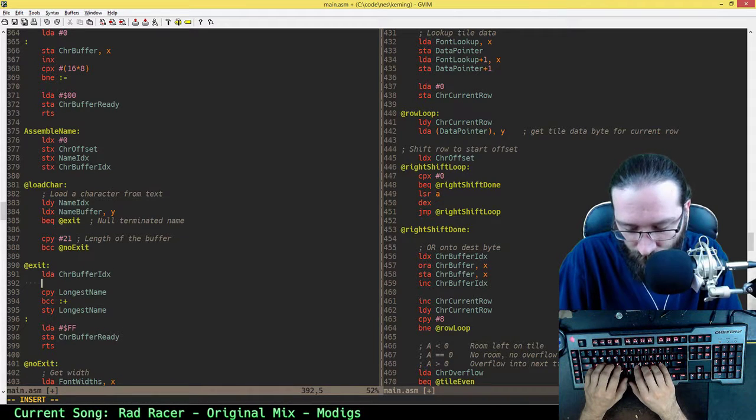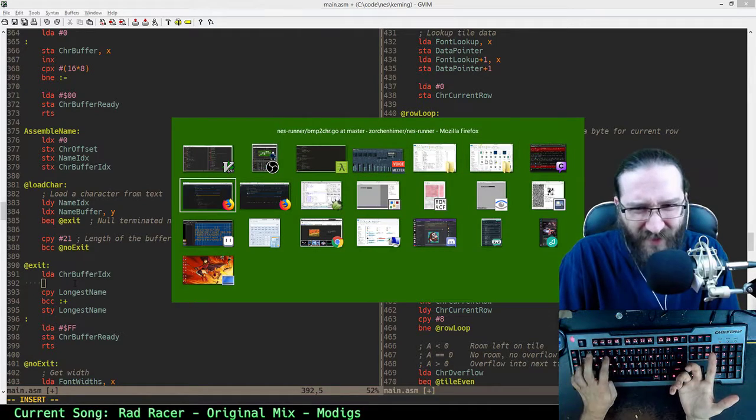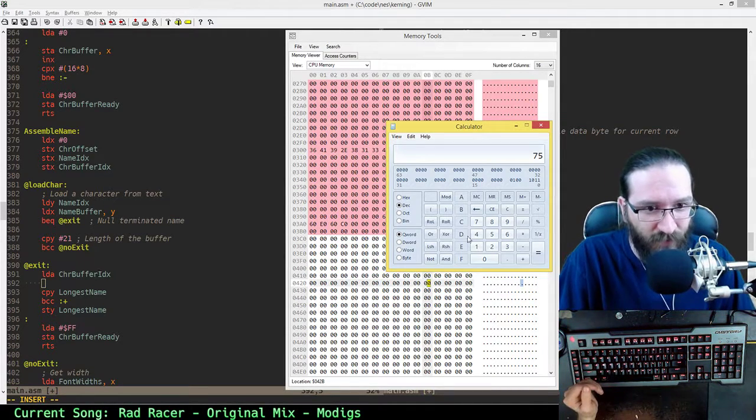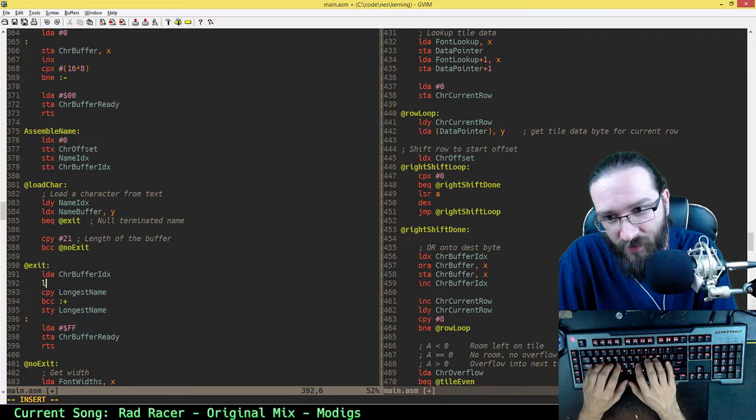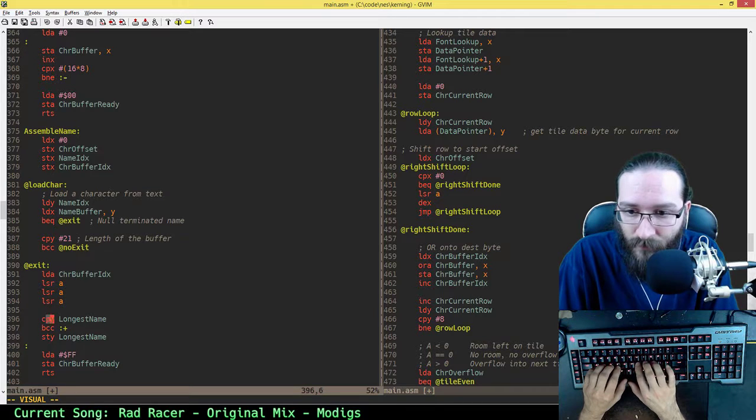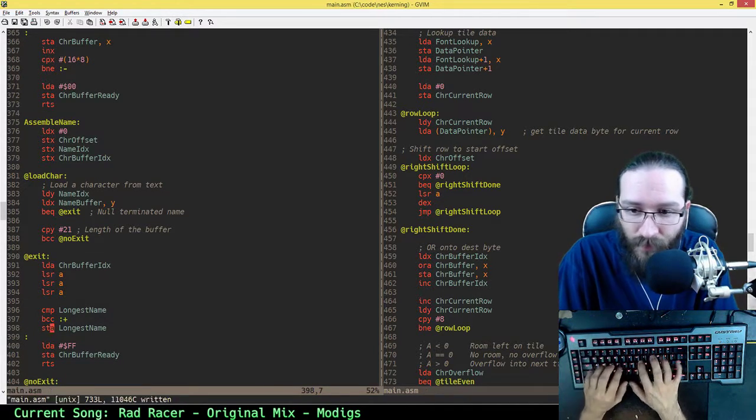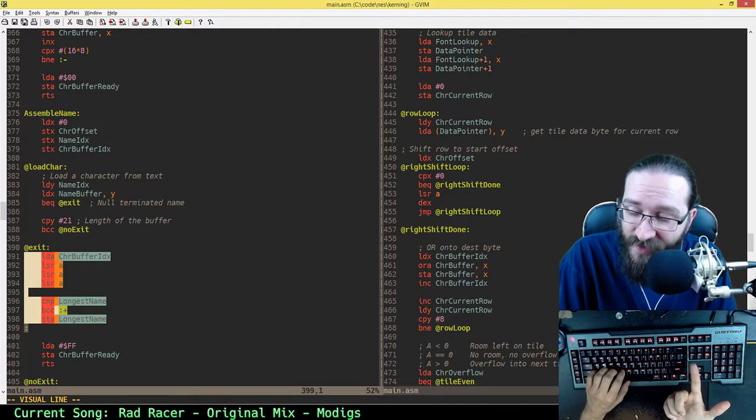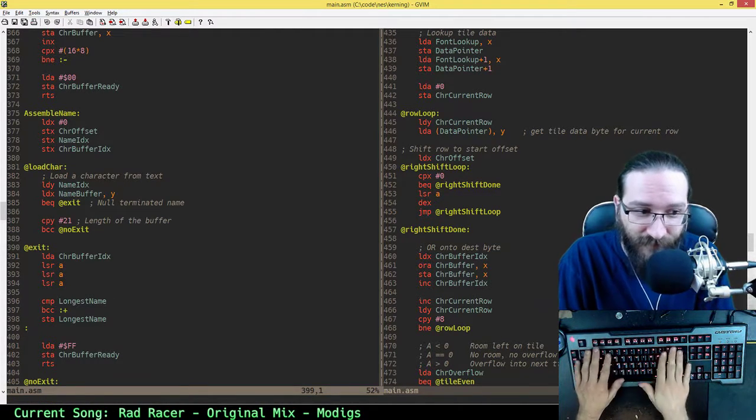Divided by 8 is shifted by 3, right? That's not what I wanted. So if we have 16, and we divide that by 8, we get 2. Shift right 3 times. Yes, okay. LSR A. There we go. Okay, so this should be the number of tiles the name was. Right?